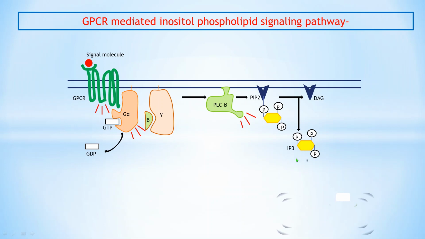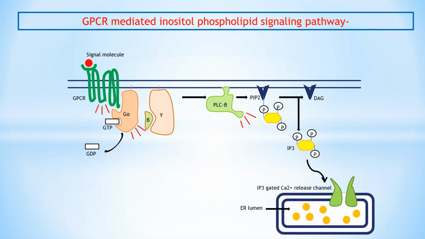Inositol 1,4,5-triphosphate or IP3 is a water-soluble molecule that acts as a small intracellular mediator. It leaves the plasma membrane and diffuses rapidly through the cytosol. IP3 then binds to and opens an IP3-gated calcium release channels, also called IP3 receptors, present in the endoplasmic reticulum membrane. Opening of this channel releases the calcium from the lumen and thus raises the concentration of the calcium in the cytosol.